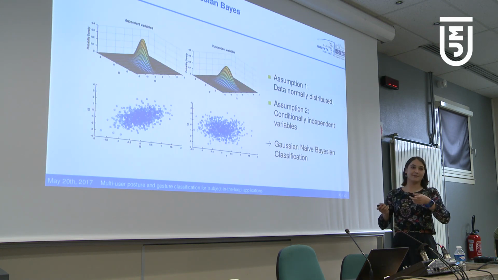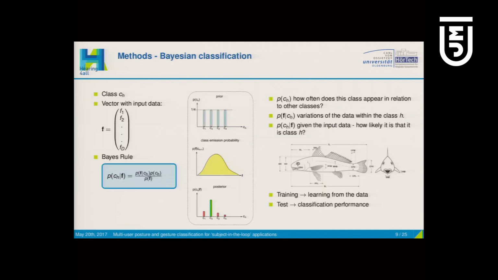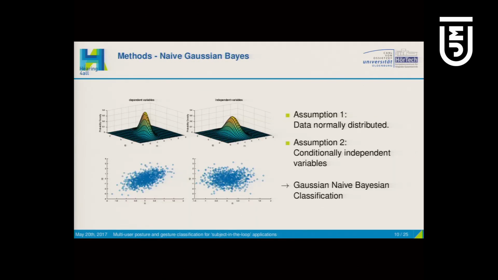And now going back to our methods, what we are using and the assumptions that we make. First, because here I was talking about any probability distributions, it can be whatever. Here we make an assumption that the data is normally distributed. If we have just two variables, then this is the two-dimensional Gaussian distribution. It can have many more dimensions, but to see how it looks, you have just two variables here. So this is our first assumption.